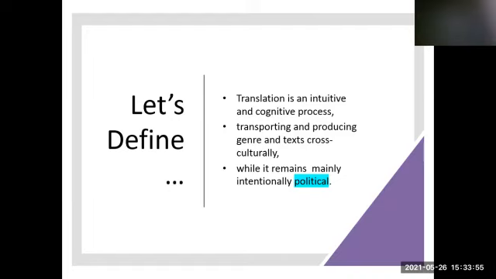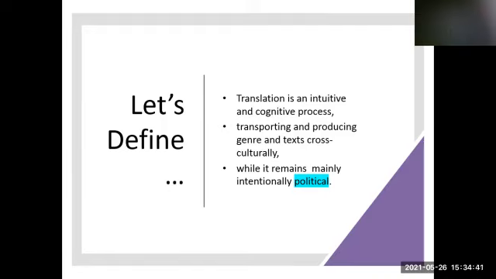All in all, throughout the process of translation, whatever you are translating, the process remains mainly and intentionally political. Now, what do we mean by political here? I don't mean the politics of real life. Political here means there must be an aim. If you decide to translate this book, but not that book, then there must be an aim behind that.